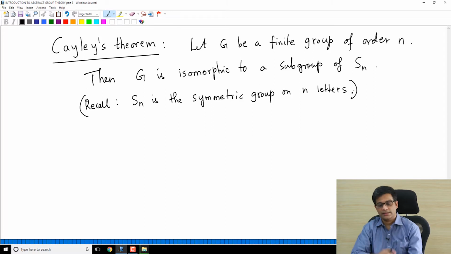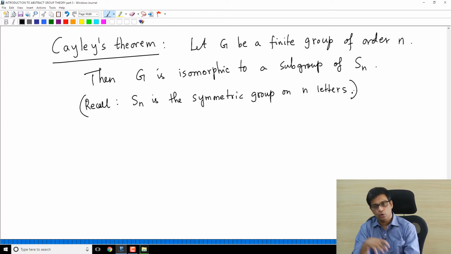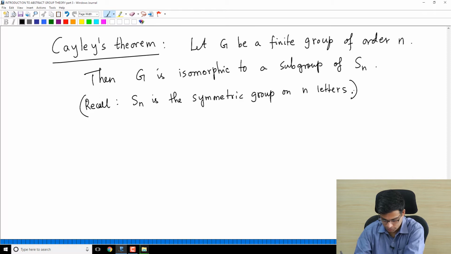So I said this is a structural result about groups because symmetric groups are very general in this sense. Every finite group can be put inside a symmetric group. So if you study symmetric groups and all their subgroups, you would have studied all groups. That is the point of Cayley's theorem. Every finite group is isomorphic to a subgroup of Sn, where n is the order of the group.